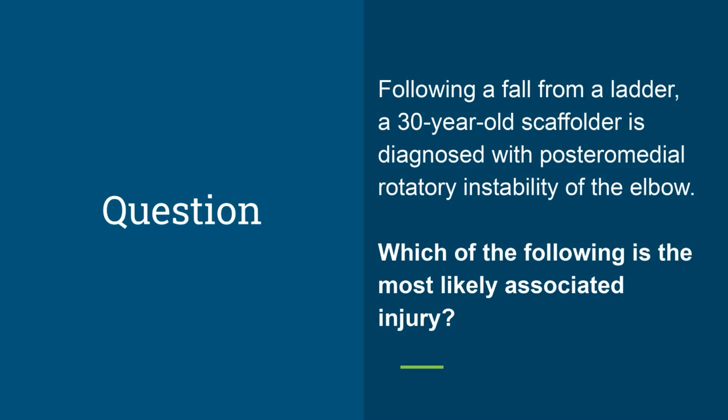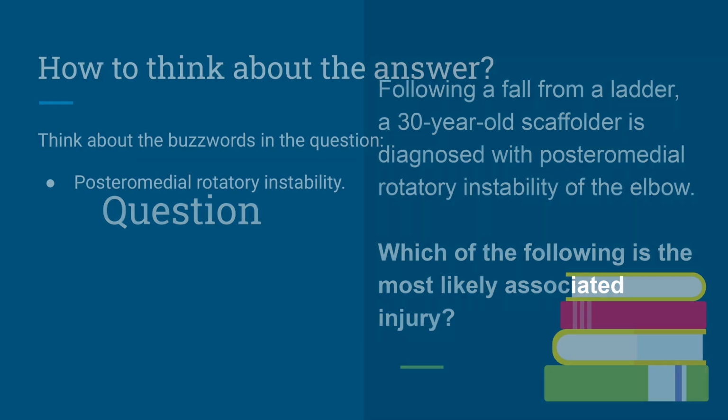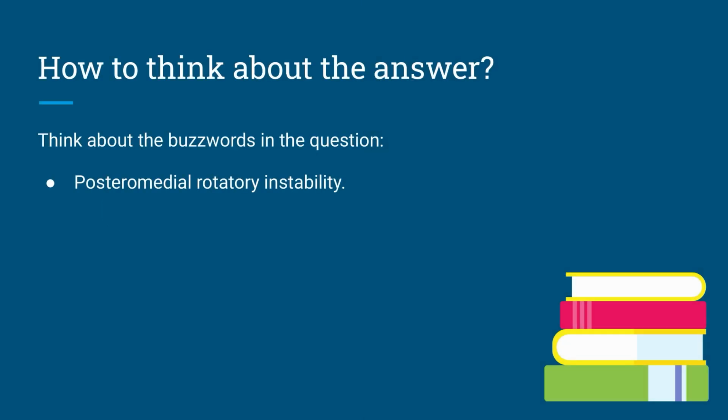Following a fall from a ladder, a 30-year-old scaffolder is diagnosed with posteromedial rotatory instability of the elbow. Which of the following is the most likely associated injury? How to think about the answer? Think about the buzzwords in the question, posteromedial rotatory instability.